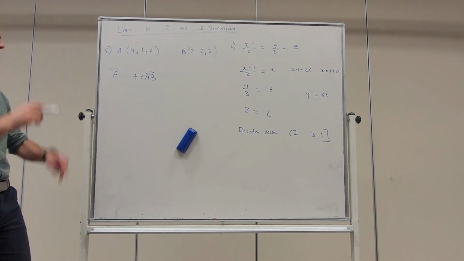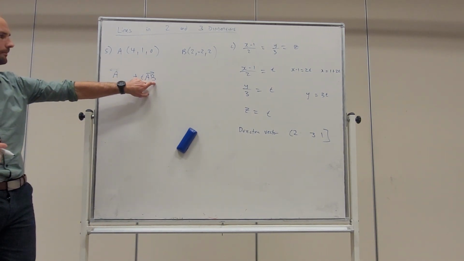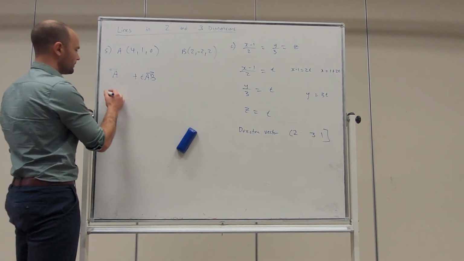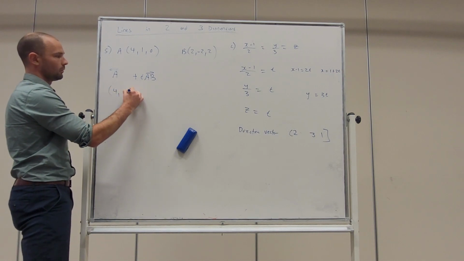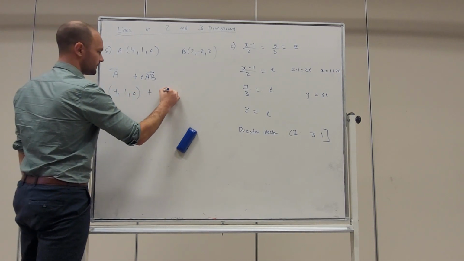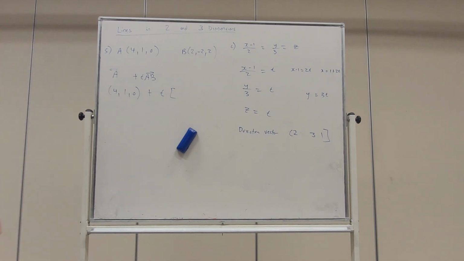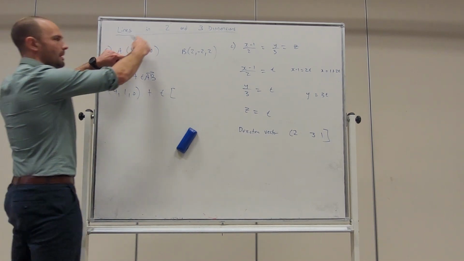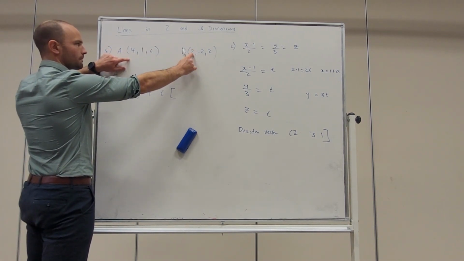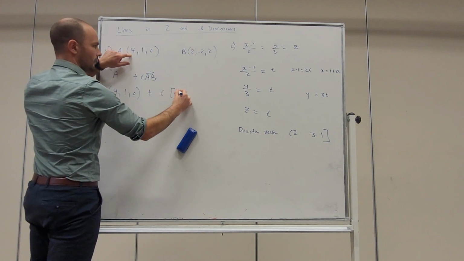What's the direction we would take from A to B? Now we're very good at finding these vectors. So we're just going to have the coordinate A plus the variable t, and the direction AB, the vector from A to B: we do the coordinates of B, take the coordinates of A.